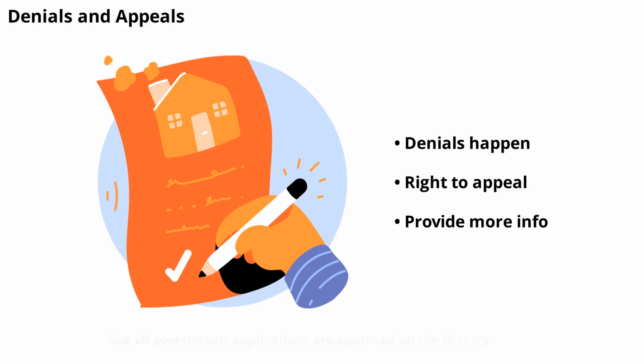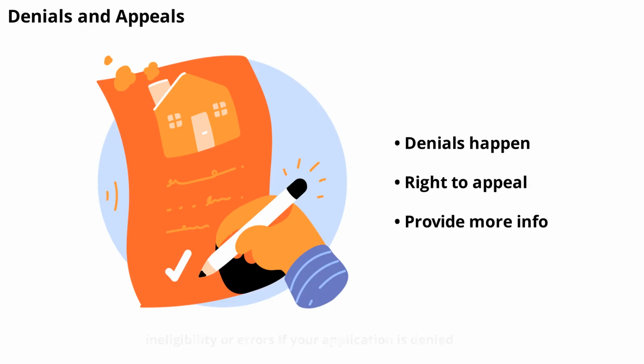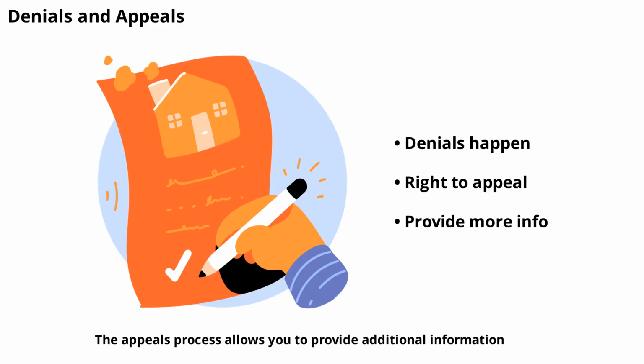Not all government applications are approved on the first try. Sometimes, applications are denied due to missing information, ineligibility, or errors. If your application is denied, you usually have the right to appeal the decision. The appeals process allows you to provide additional information, correct mistakes, or explain your situation. Understanding this process can help you navigate setbacks and improve your chances of success in the future.